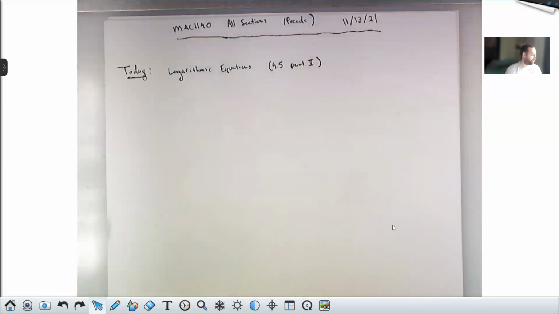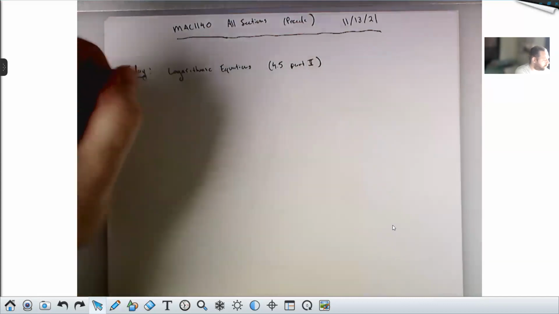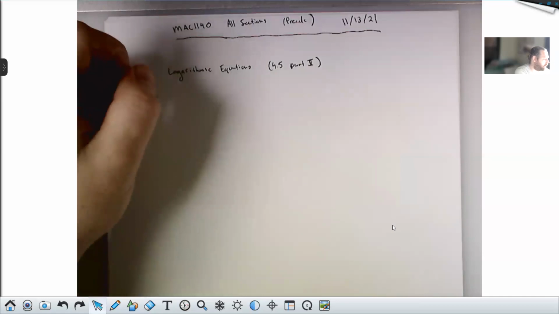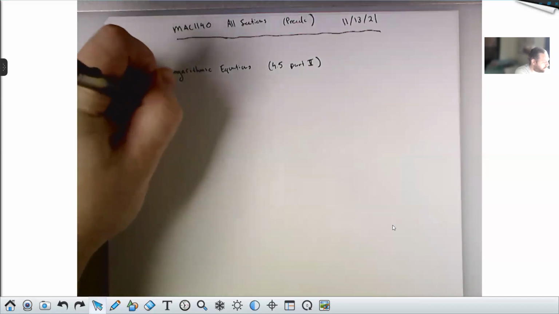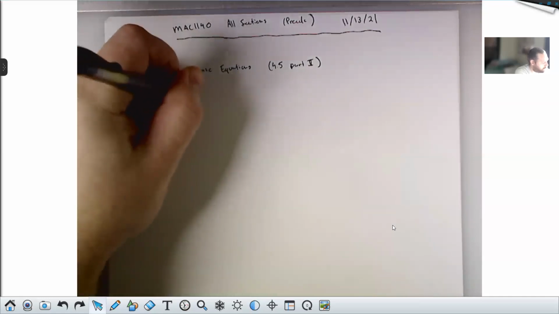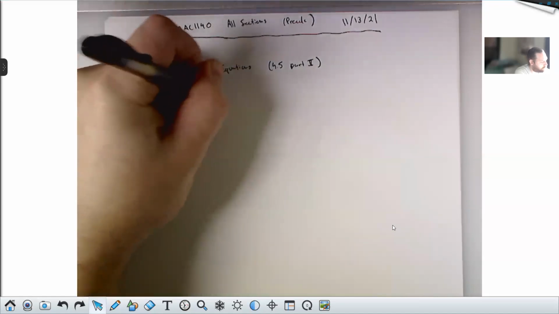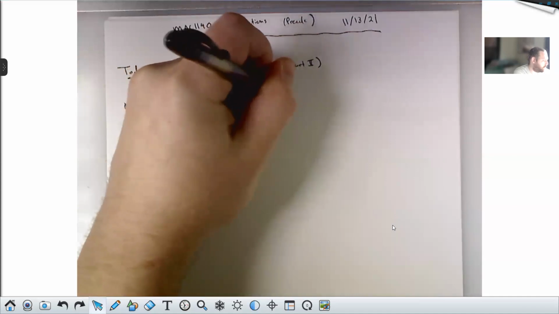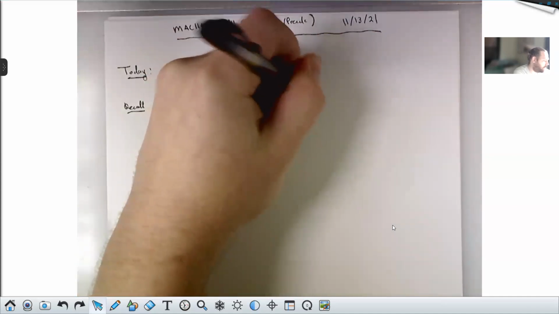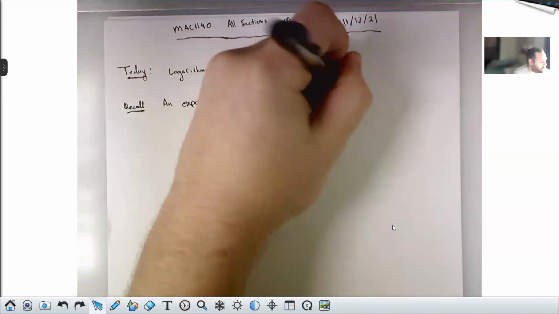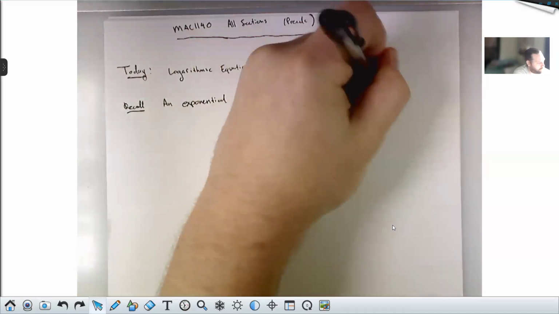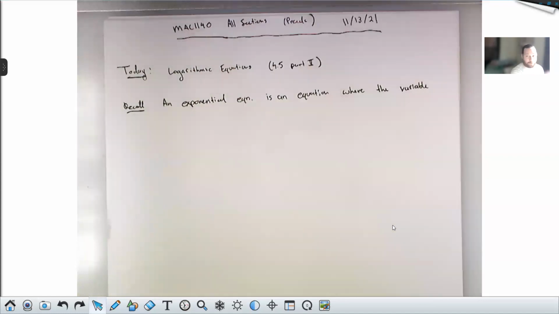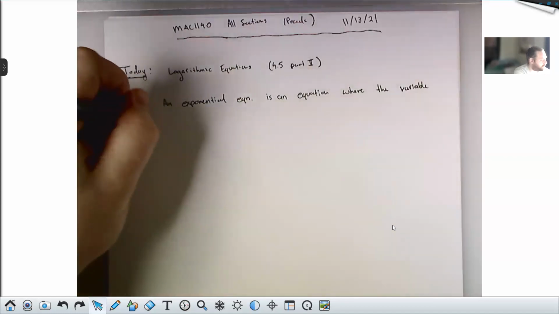All right. So recall, an exponential equation, just a quick recap, is an equation where the variable, at least one instance of the variable, is stuck in the exponent.